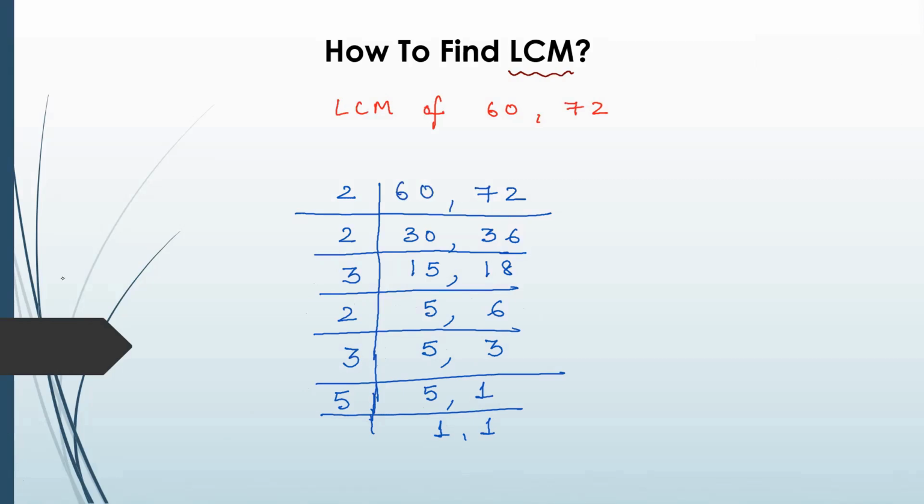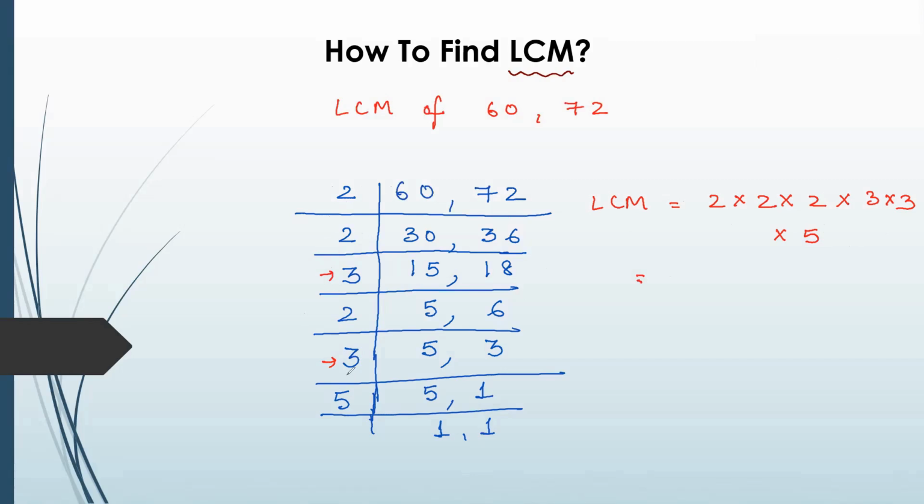Now, to find the LCM between them, what do we do? We write down all the prime factors and we multiply them. So how many 2's are there? 1, 2 and 3. So we write down 2 into 2 into 2. And then how many 3's? There are 2 3's. So 3 into 3. And there is 1 5.